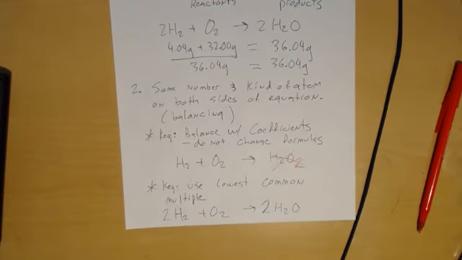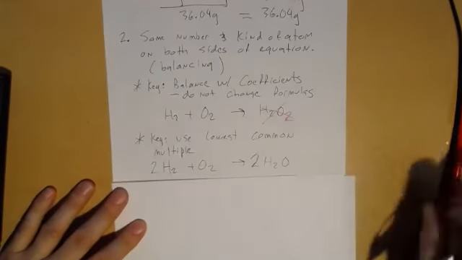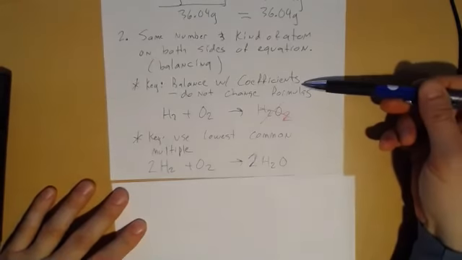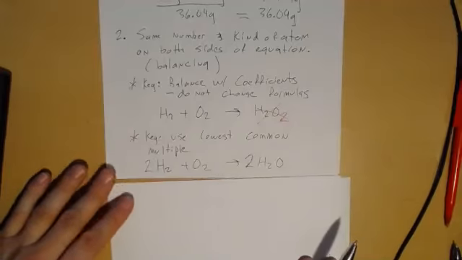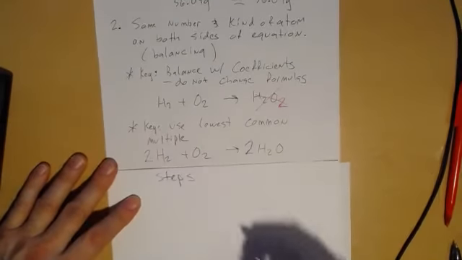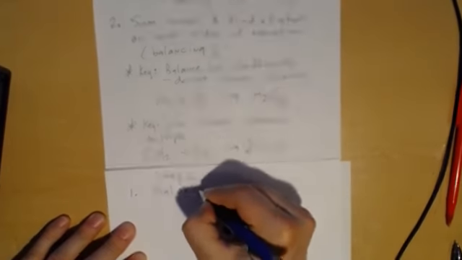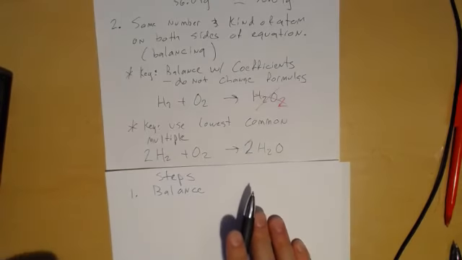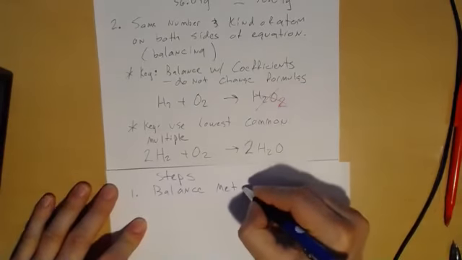Let's do a few others of these just for some practice. Again, you've got to follow these as your guide: keep balance of coefficients, do not change formulas, keep the lowest common multiple. And then usually the steps that I follow when I'm balancing is, one, I balance metals. Now, when you get more adroit at this, you might say, oh, I want to balance the nitrogen because that looks like a mess. But in general, this is a nice way to go if you're starting out. Balance metals.